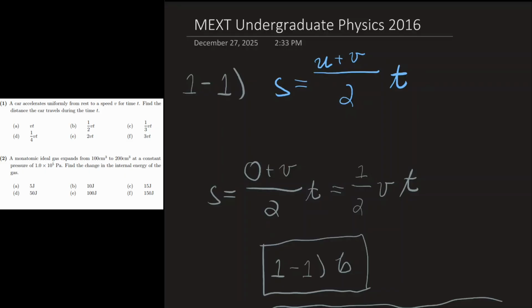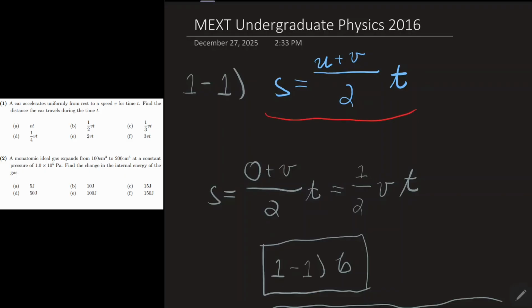So first is question 1, which says, a car accelerates uniformly from rest to a speed v for time t. Find the distance a car travels during the time t. So for this, you just need to know the basic 2D kinematics equations for constant acceleration. Specifically, the one I used is this one right here.